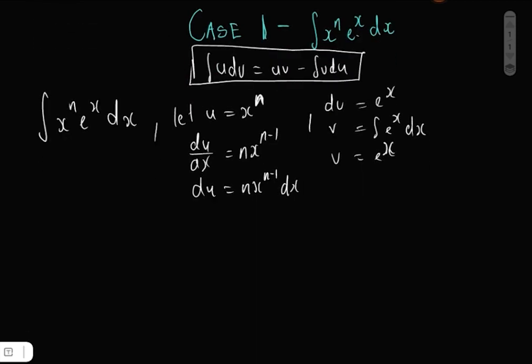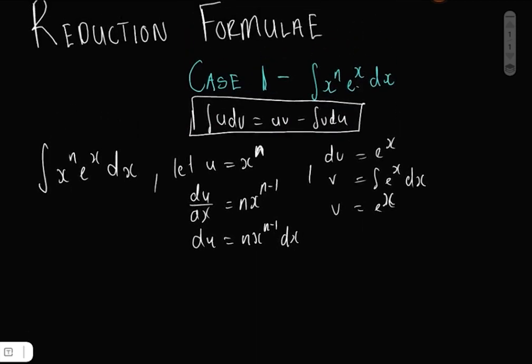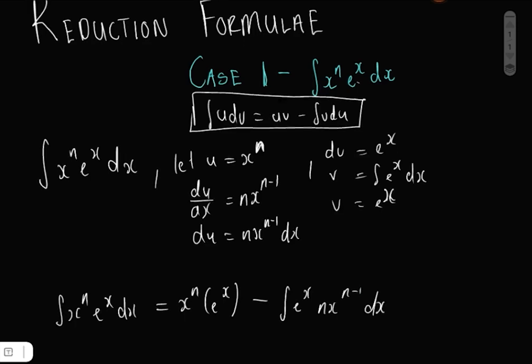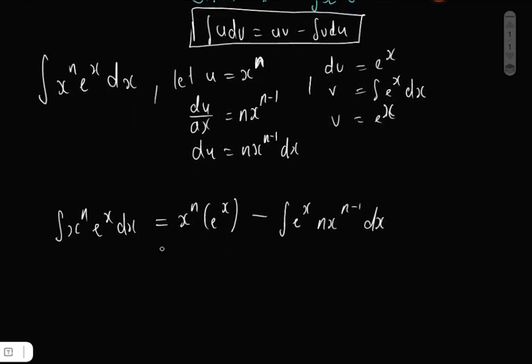So now, my answer, the integral that you want, of x to the n e to the x with respect to x, would therefore be equal to uv. What is u? It's x to the n, multiplying v, which is e to the x, minus the integral of v, which is e to the x, times du. What is du? It's n x to the n minus 1 with respect to x.